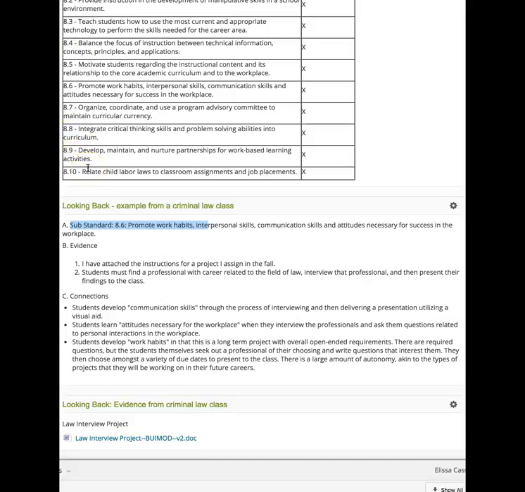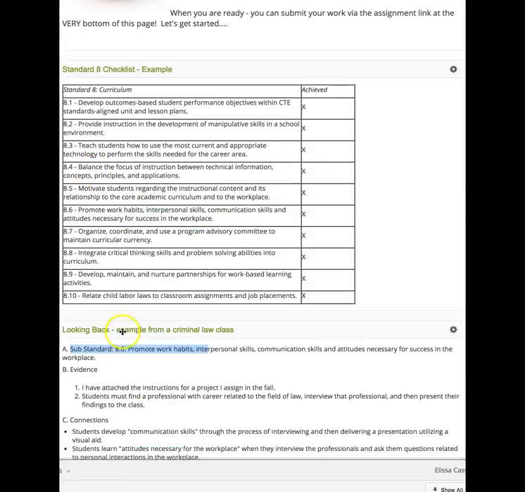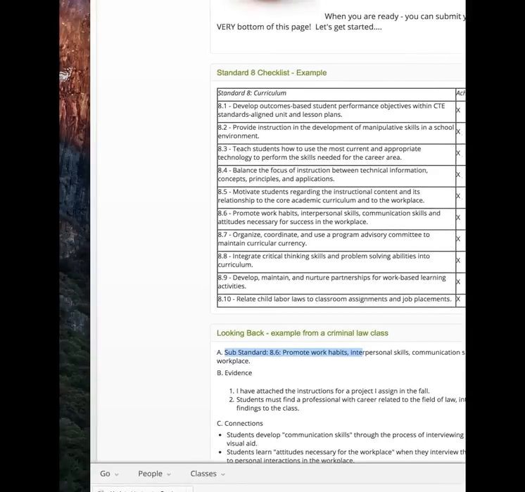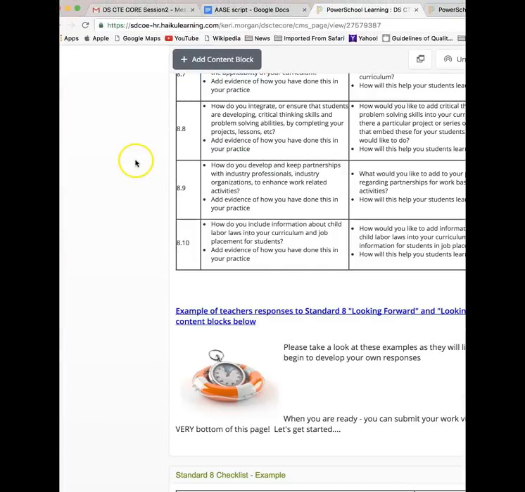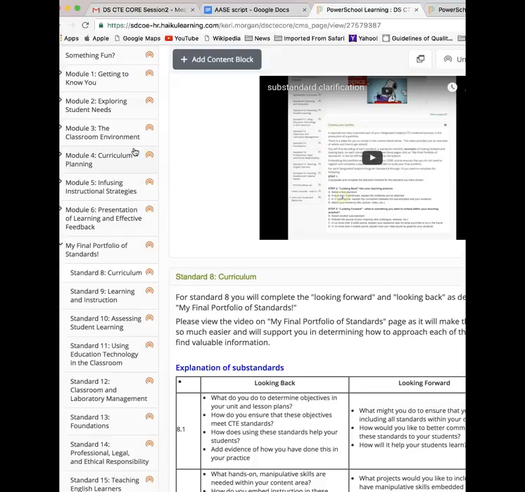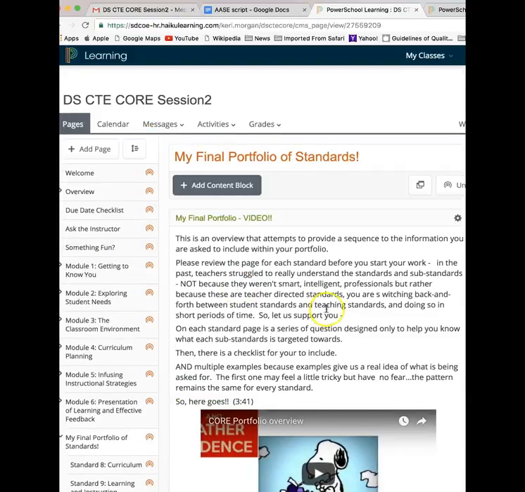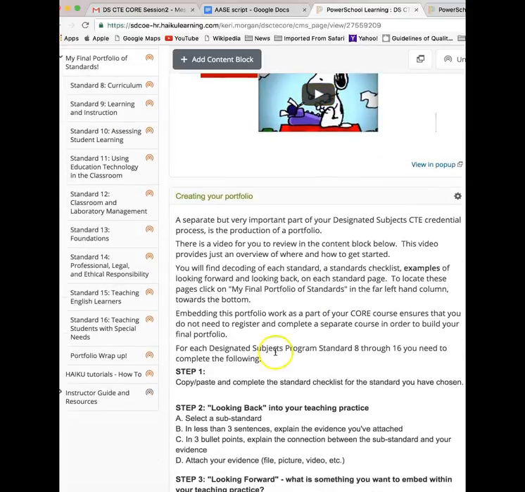So now it's like, okay, I've done a checklist. I've done looking back. What do I do next? Okay, I don't remember. I'm going to go back to my final portfolio of standards. And I go, well, what do I have to do? Okay, I did the standard checklist. I did the looking back. Now what do I do?